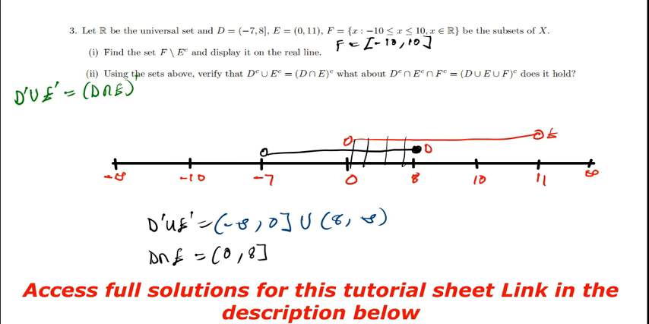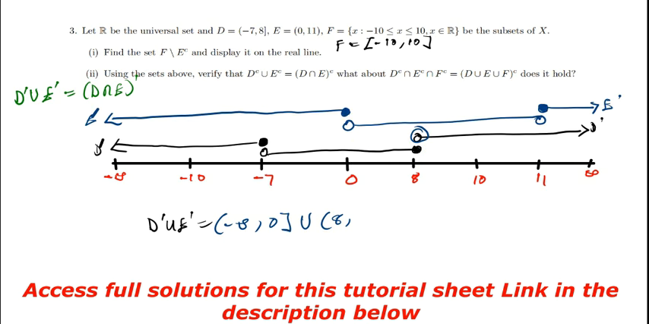So now we can go back to answer the question. Use the set above to verify this and that. So are the two sides equal? If you look at these, you can already see that the two sides are not equal. So our conclusion is going to be that D complement union E complement is not the same as D intersection E. So we have verified the two sides are not equal based on the results obtained.